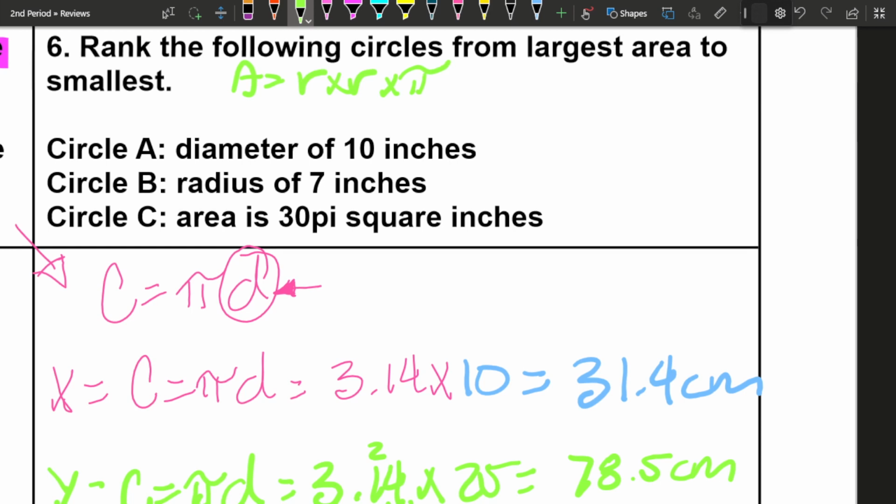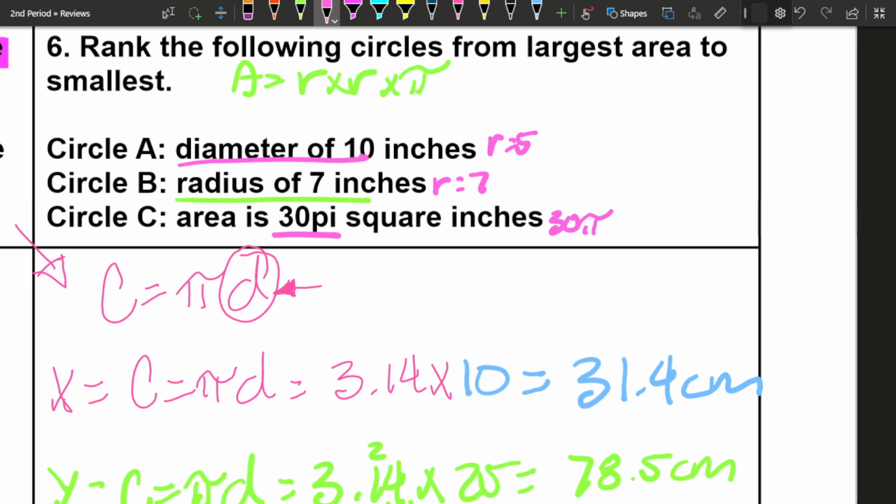So first, I got to make sure I got the radius. Do I have the radius for all of them? I have the radius on B. Do I have the radius on A? No. So A I have diameter. But if the diameter is 10, what is the radius, Angie? If the diameter is 10, what is the radius? 5. So the radius is going to be 5. Radius is 7. But look at this one. This is 30 pi.